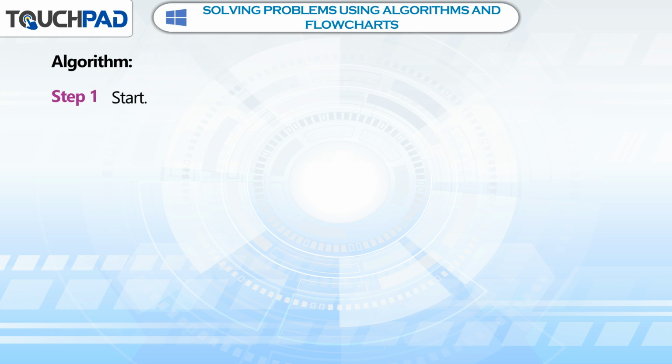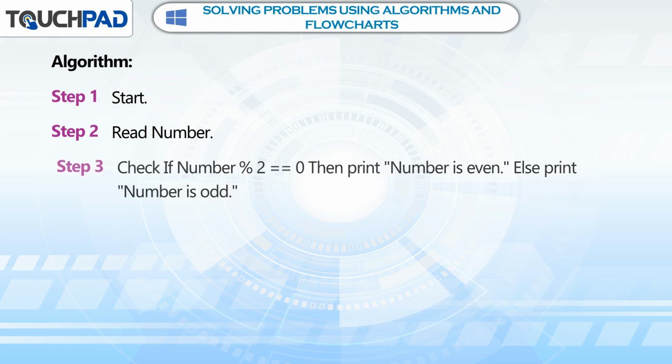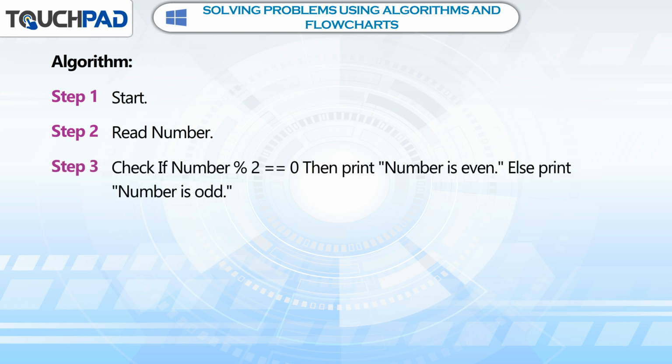Algorithm. Step 1. Start. Step 2. Read number. Step 3. Check if number modulus 2 is 0, then print number is even, else print number is odd. Step 4. Stop.